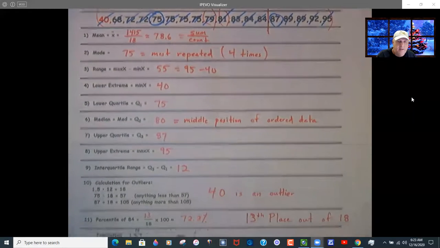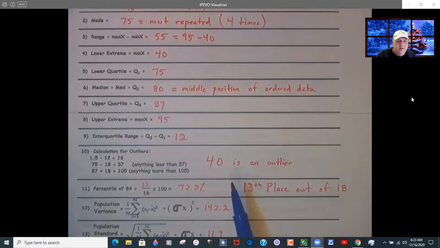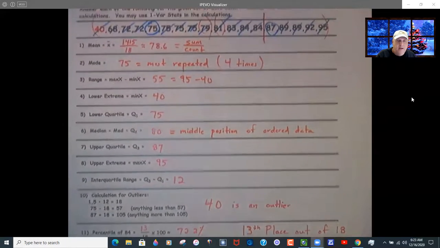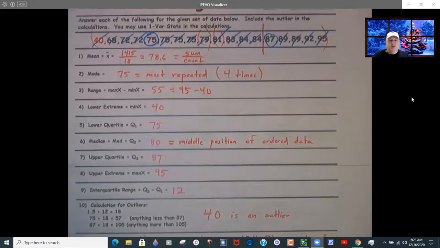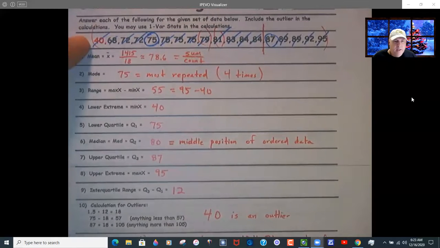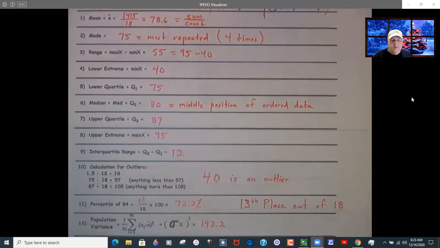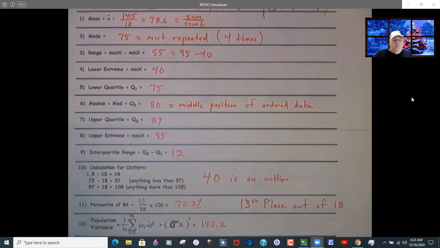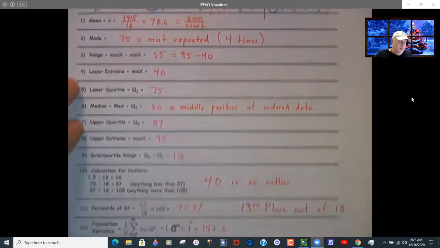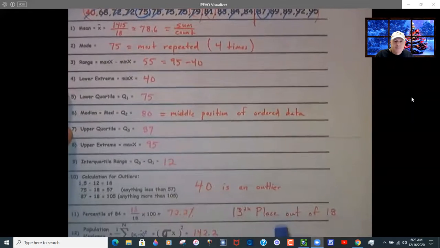Interquartile range, we talked about that. Calculation for outliers, I wouldn't worry about that. An outlier is a data element that's far removed, and you usually can tell by looking, oh, 40, that's way down there. Percentile is the percentage of people, or percentage of whatever it is here, numbers that the chosen data element is equal to or better than. So it's a ranking percentile.